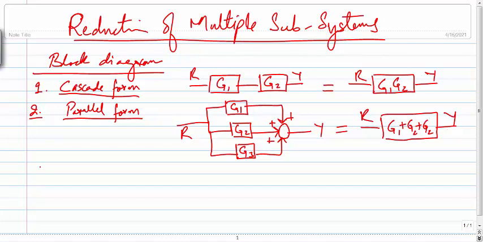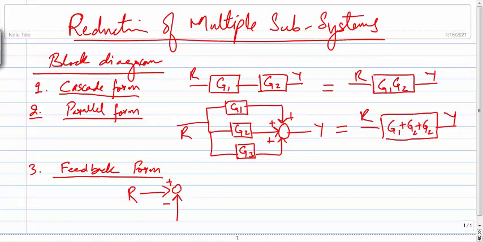And the third one, feedback form. Now feedback form is something like you have your input, you have a block here, and another block in the feedback. So this is a feedback connection. So the result can be solved as a single block.